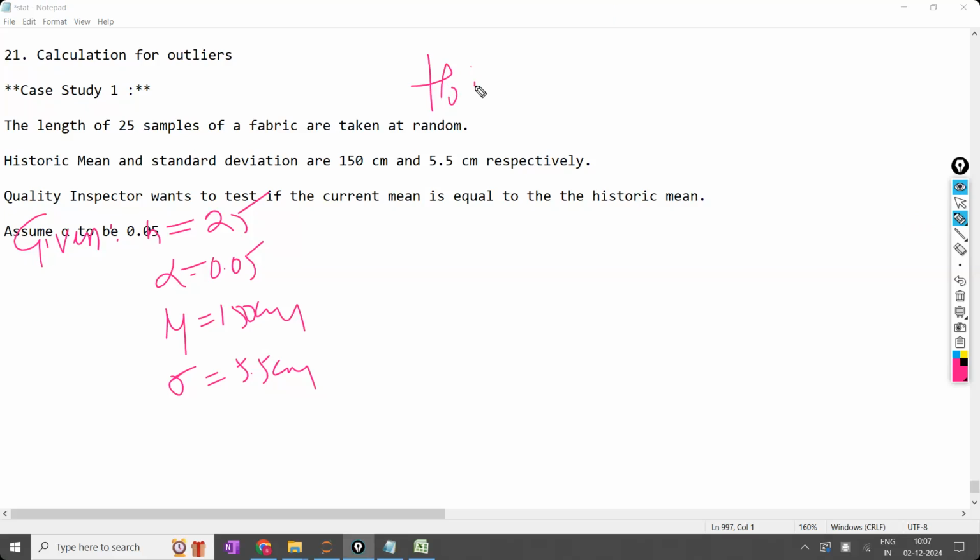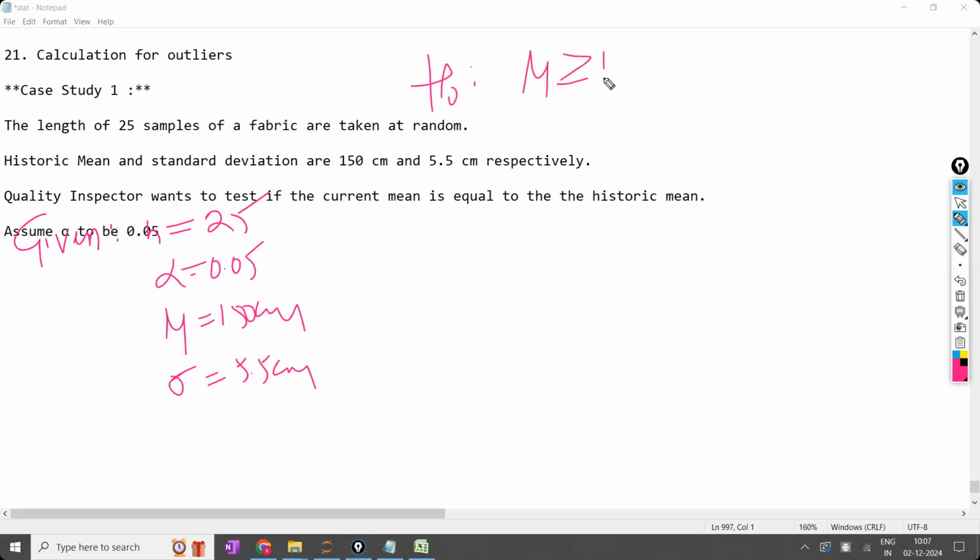Tell me what is the null? Who is performing the test? Company people or inspector? The inspector is performing. The inspector or customer who is going to check. Cross-checking people are doing it, right? Now, according to them, when will they accept the null hypothesis, I mean, when will they be satisfied and not reject? What is the null and alternate?